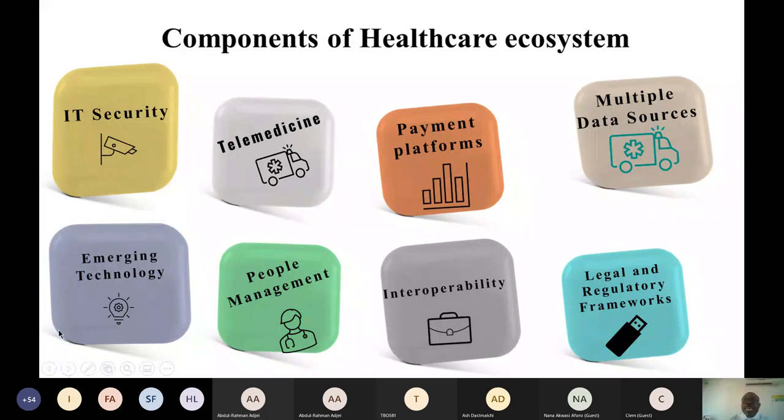Then also there are several legal and regulatory frameworks which need to be complied with. So this, in a nutshell, is the healthcare ecosystem, which is available to the hacker.